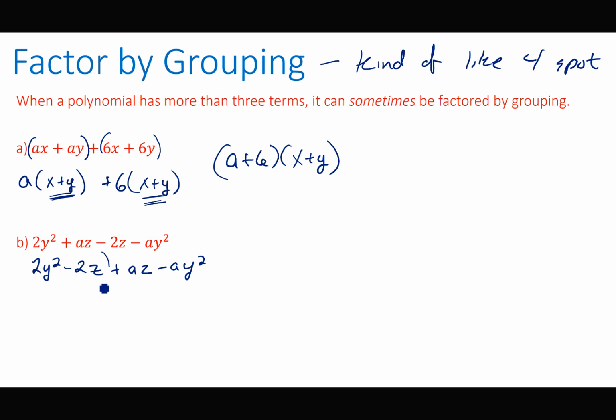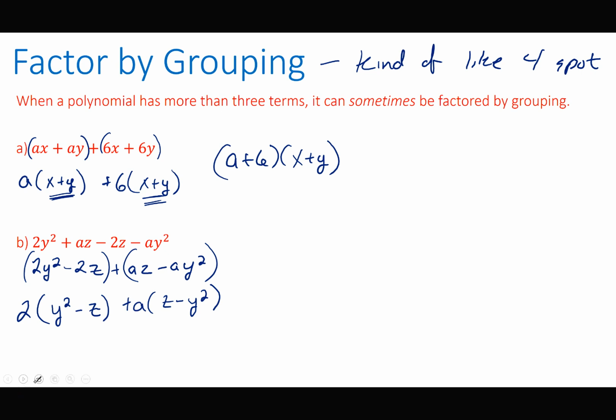Now let's look at doing our groupings, because now I can see, all right, I do have this in a better spot. I can factor out a 2. So this would be y squared minus z. But on this one, if I factor out a, I have z minus y squared. That's not the same. Okay, y squared minus z is not the same as z minus y squared. This would have been a positive a.